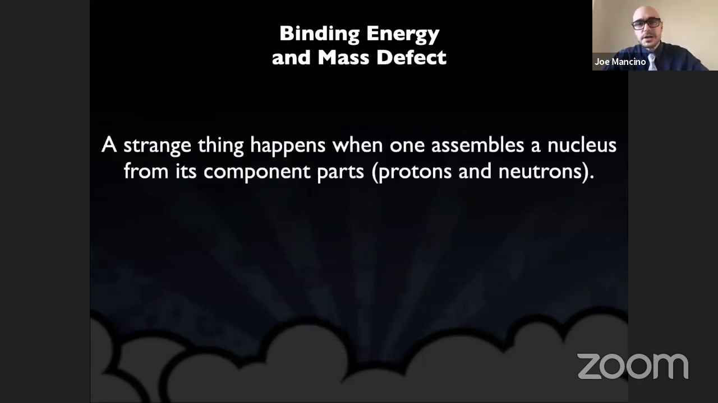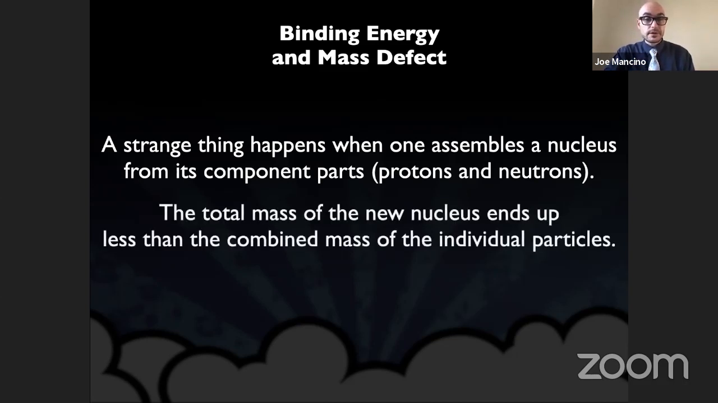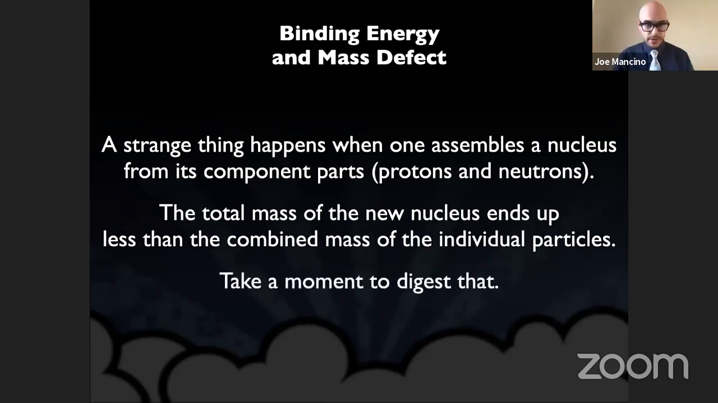So a strange thing happens when we look at the components that make up a nucleus versus the mass of that nucleus when it's assembled. The total mass of the new nucleus is less than the combined mass of its individual particles, which is super weird. And I think that we just need a moment here.